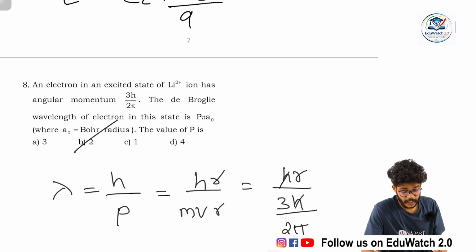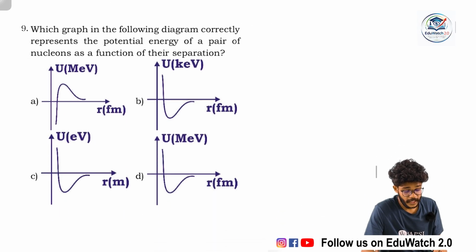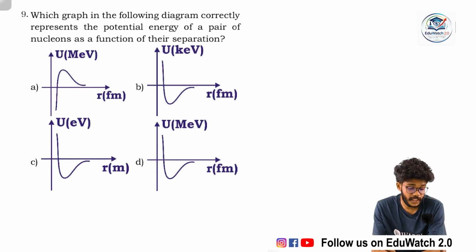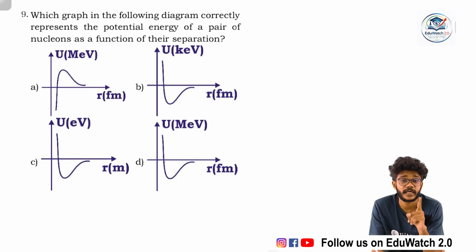Okay, so we can move to the 9th question. Which graph in the following diagram correctly represents the potential energy of a pair of nucleons as a function of their separation? See, the units are in mega electron volt, because we know that the binding energy for one nucleon is of the order of mega electron volt. So always the energy is in the unit of mega electron volt.